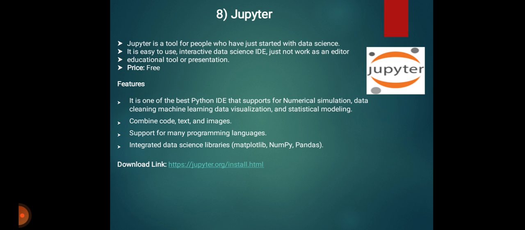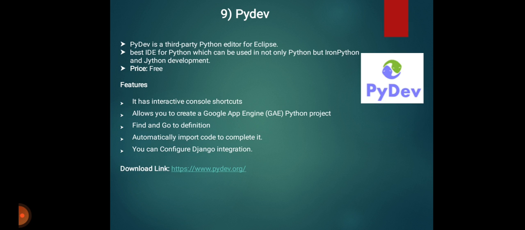The next one is PyDev. PyDev is a tool which is used for programming in your Python language. The symbol or the logo of PyDev, you can see in the figure. PyDev is a third party editor tool for Eclipse. This is not inbuilt or secondary, so it is a third party tool. Then it is one of the best IDE tools for Python, which can be used not only for Python but also for Iron Python and Jython development.